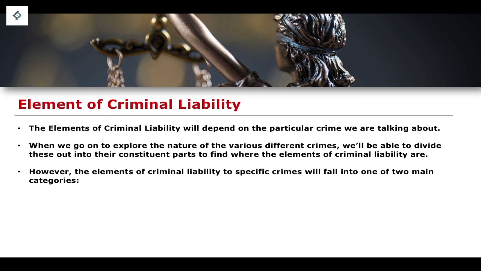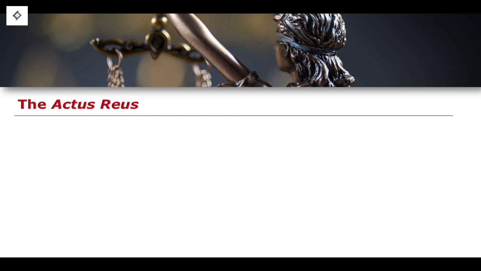So when we look at criminal liability, the elements of criminal liability to the specific crimes will often fall into one of two main categories. They'll be defined by either the actus reus of an offence or the mens rea of an offence. Now, these are arguably the two most important principles that you should really understand before even examining any other element of criminal law. So that's why we're spending so much time examining them in this series.